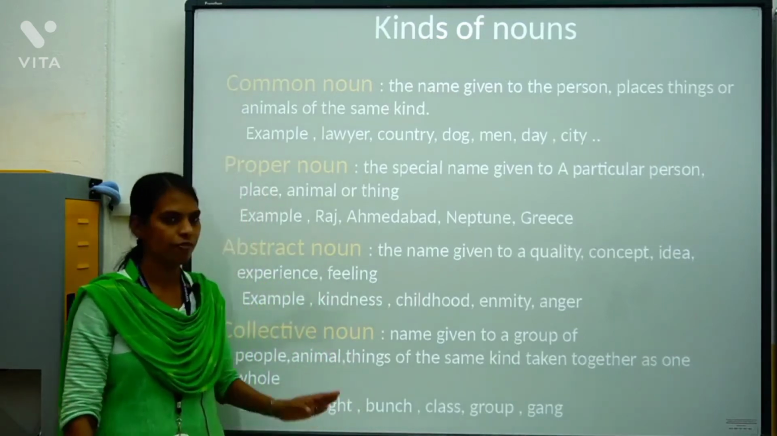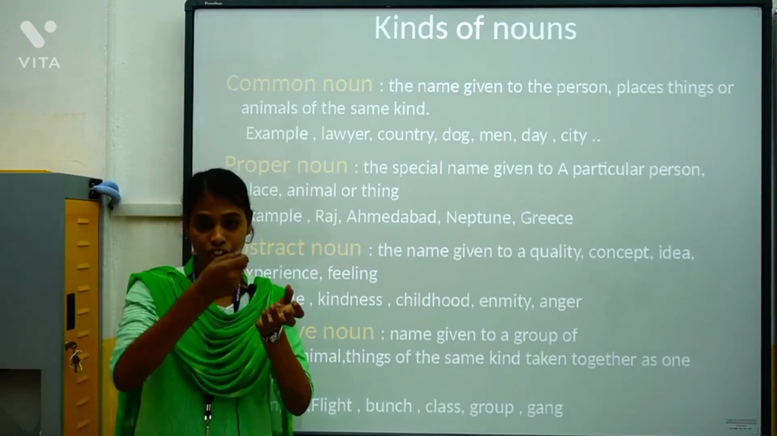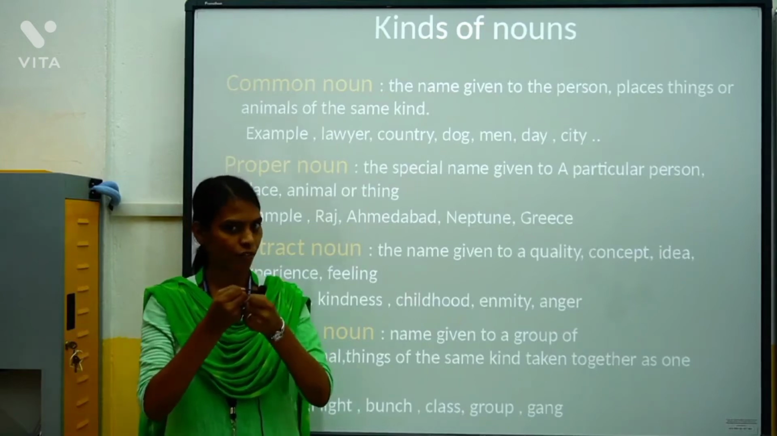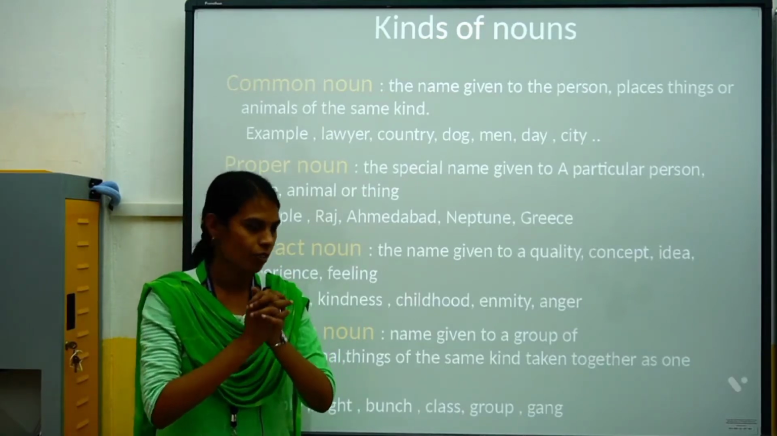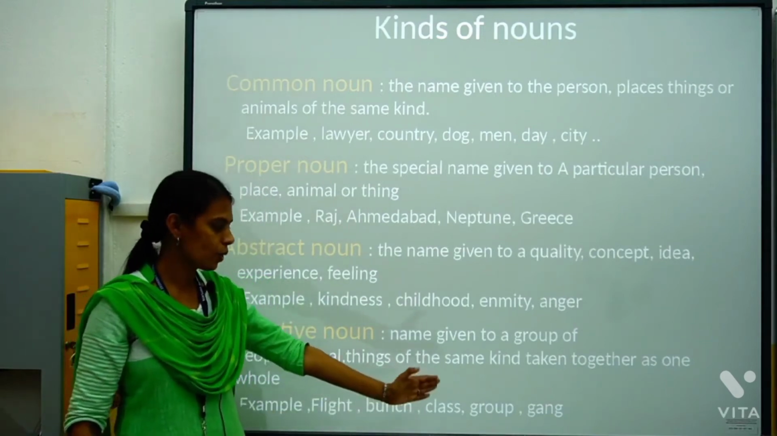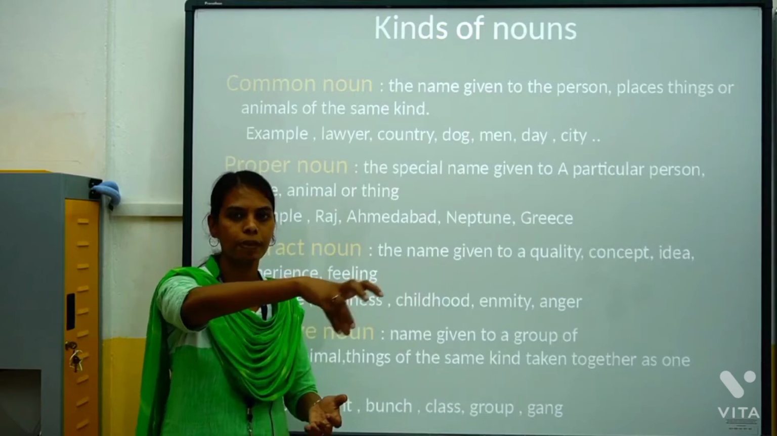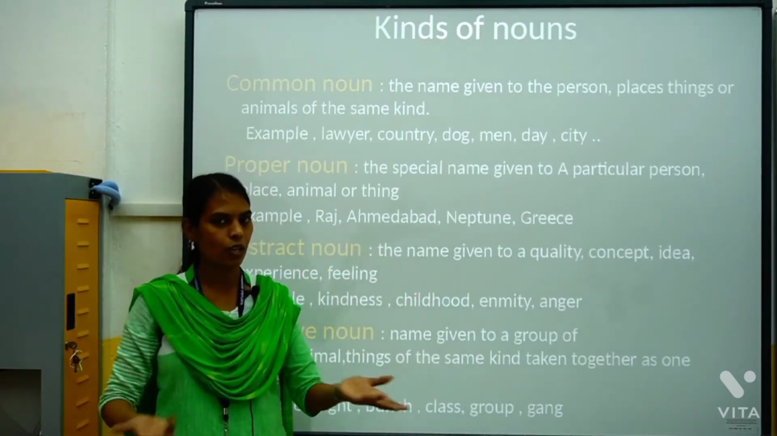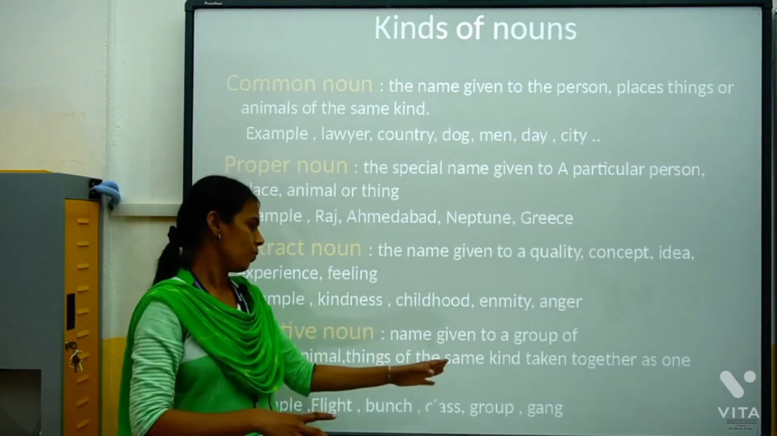For example, we say a bunch of flowers, a bunch of keys. When so many keys are together, we call it a bunch of keys, and when so many flowers are together, we say a bunch of flowers, right? Class, group: there are many small groups, and many people make up one group. A gang is also the same thing, there are many people in one gang.